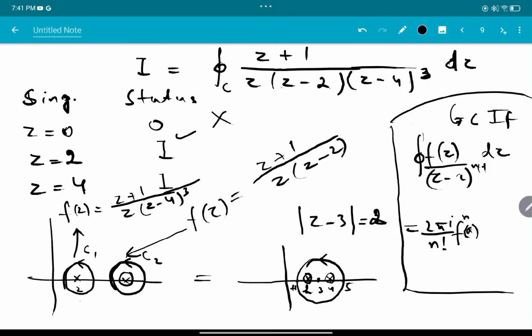Now you know what you have to do with this. The path C1 encloses only one singularity, and that is a simple singularity. It does not have a power other than 1; you can see z minus 2 is to the power 1. So you can easily apply the simple version of Cauchy's integral formula.